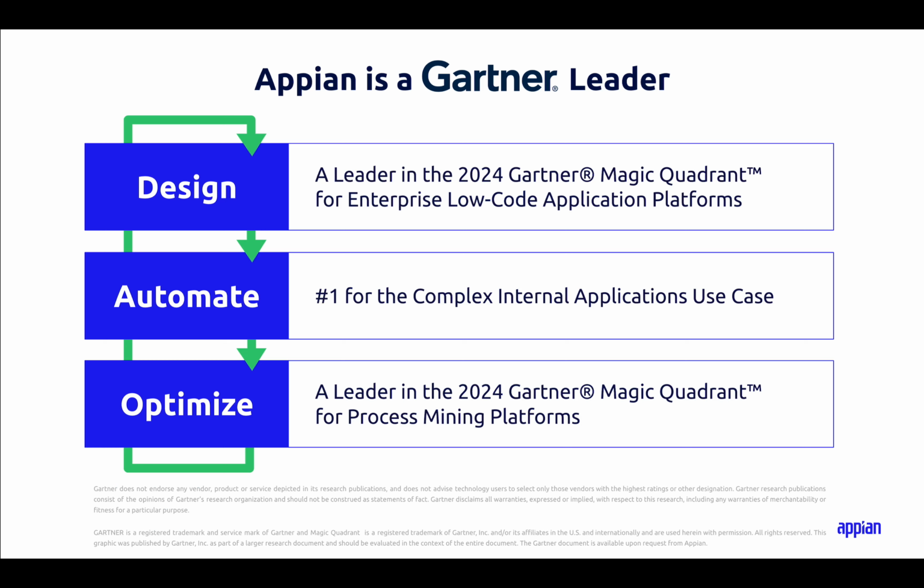Now, I want to take a moment to reinforce Appian's vision for our process platform. The Appian platform brings all the tools to bear to allow you to design, automate, and optimize any business process in your organization. But don't take it from me, Gartner has recognized Appian as a leader in its Magic Quadrant for enterprise low-code application platforms and as a leader in its Magic Quadrant for process mining platforms. Appian has also been ranked number 1 for complex internal applications use cases by Gartner. Let's use this continuous improvement lifecycle as a backdrop for the great capabilities we plan to present today.